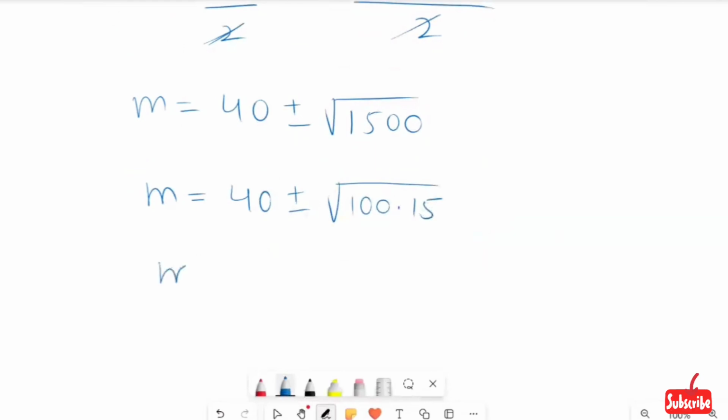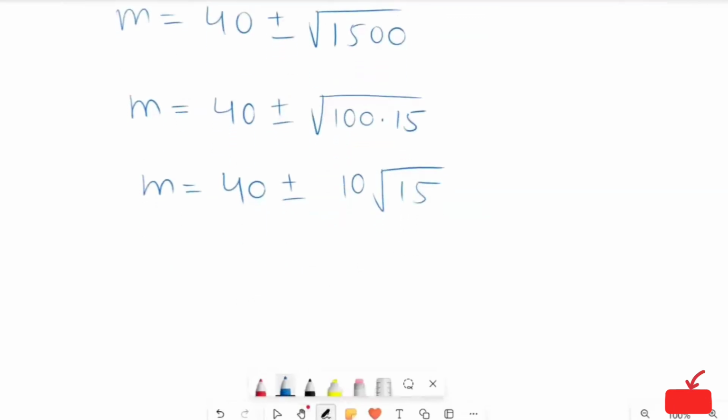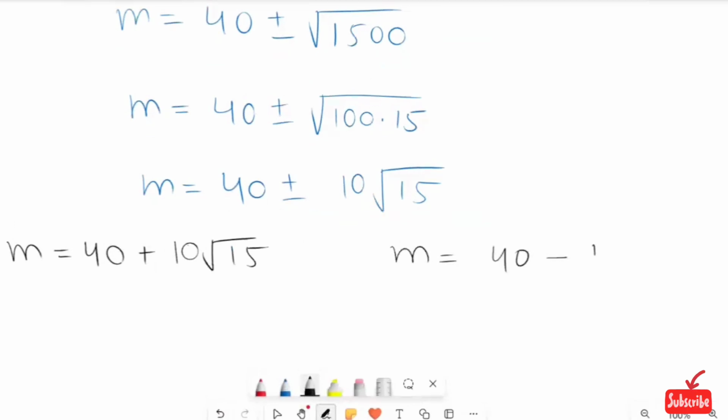As I solve this, this will turn to 40 plus or minus the root of 100, which is 10, and root 15 I will write the same. So here we get the m values, one positive and one negative. m is equal to 40 plus 10 root 15. m is equal to 40 minus 10 root 15.